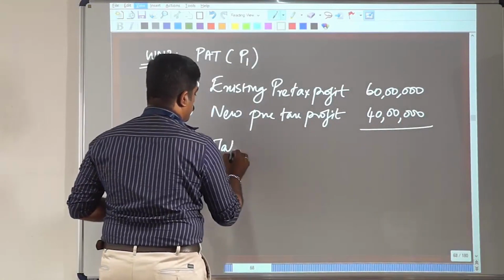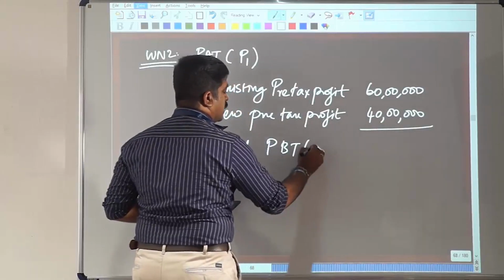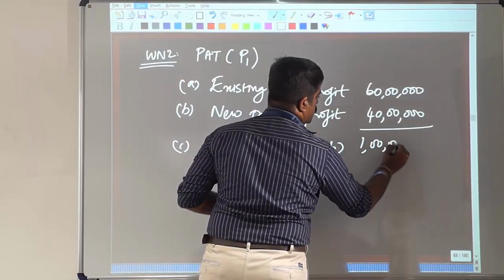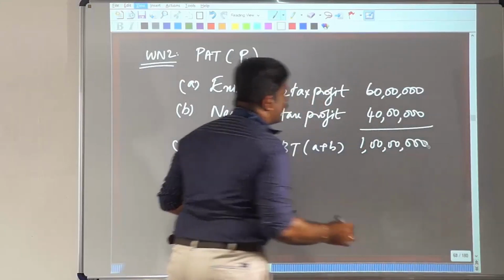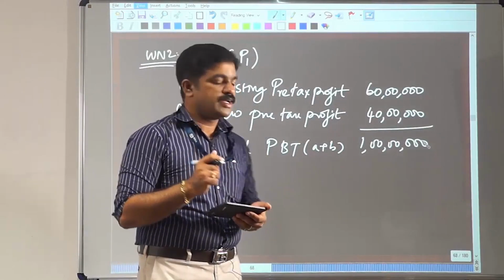Total profit before tax. That's nothing but item number A plus B. It's going to be 1 crore. Okay. Now on this 1 crore, they have to pay tax. And what is the tax rate we have? We have tax rate at 50%.